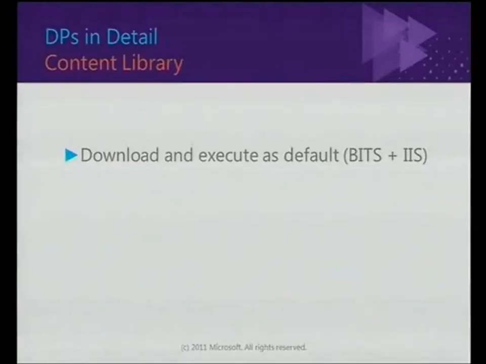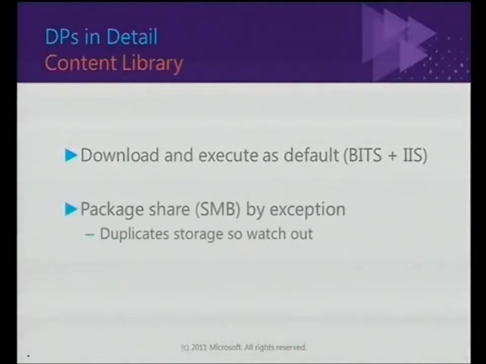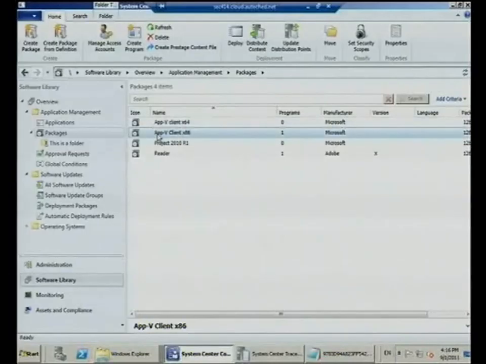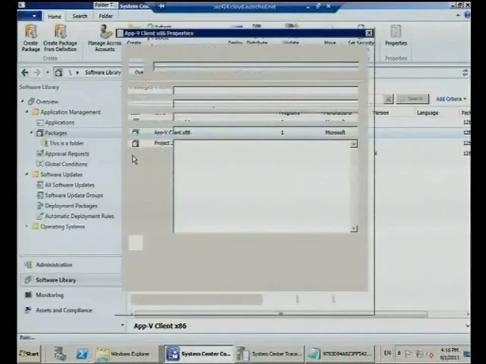If you don't want to download them first into the BITS client cache, then you can still run it directly from the distribution point, but you have to tick a box on the package saying make this available directly from a DP share as well. So it stays in the content library, but it gets duplicated into another share. If you do that for every single package, then you're going to duplicate your whole package storage on the DP.